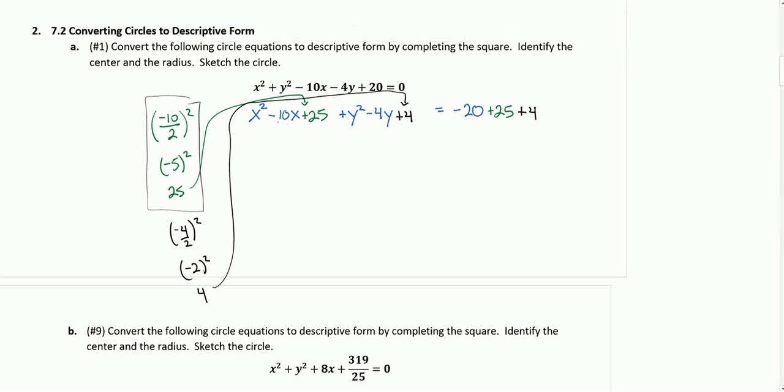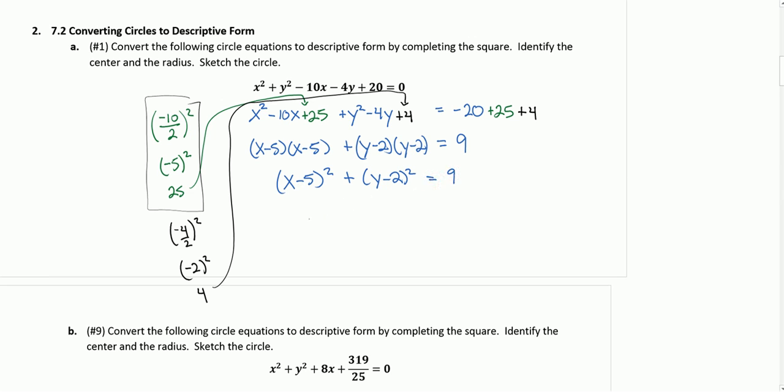And now we factor. When you factor the x terms, you get x minus 5 times x minus 5. When you factor the y terms, you get y minus 2 times y minus 2. So on the right side, negative 20 plus 25 is 5. 5 plus 4 is 9. So this is x minus 5 squared plus y minus 2 squared is equal to 9.